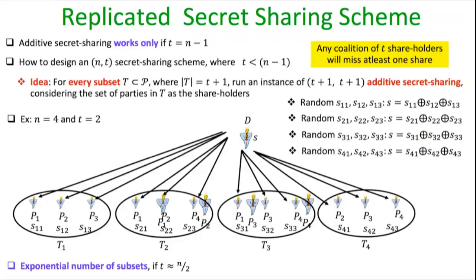subsets that I have to consider becomes very large if my threshold becomes, say, n over 2. So if you have, say, 100 participants and t is equal to 50, then you have to consider 100 choose 50 subsets, and for each such subset you have to run an instance of secret sharing. So the number of subsets becomes exponentially large as the values of n and t increase, and t is roughly half the participant size. So that's why this solution becomes impractical for large values of n and t.